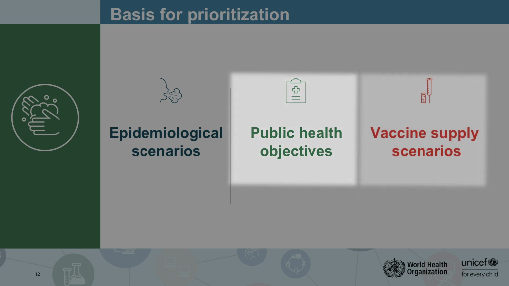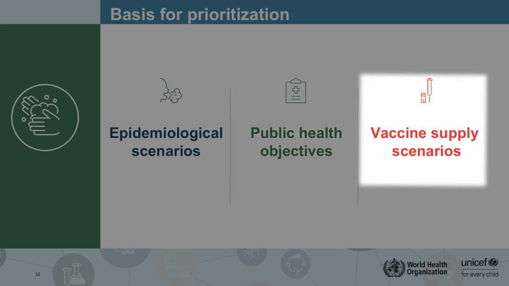And finally, vaccine supply scenarios could be defined as very limited, stage 1, where 1 to 10% of a population can be offered vaccine, limited, stage 2, where 11 to 20% of the population can be offered vaccine, and moderate, stage 3, where 21 to 50% of the population can be offered vaccine.